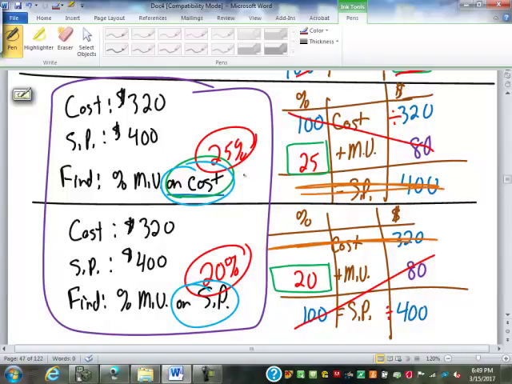But notice the markup on the selling price will always be lower than the markup on the cost, because the selling price should always be bigger than the cost in 90% if you're making a profit. There are clearance and stuff like that, and after a while we'll look at how they handle those clearance prices. It's an extra complication in the formula. But for the most part, the markup on selling price is always going to be smaller than the markup on cost for the same item.